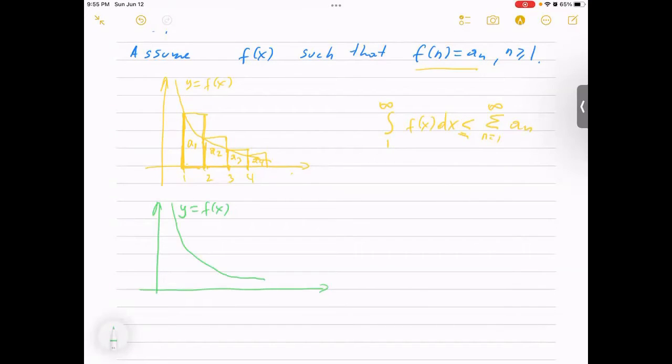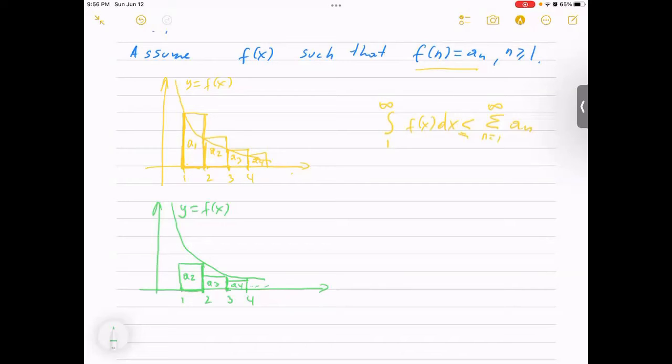Look at a similar picture. Again, mark 1, 2, 3, 4, and so on. Now, instead of building rectangles the way we did, we'll do them slightly differently. We'll look at our height at 2, which is f of 2, which is a2, and we build a rectangle, and that's going to be a2, then a3, then a4, and so on.